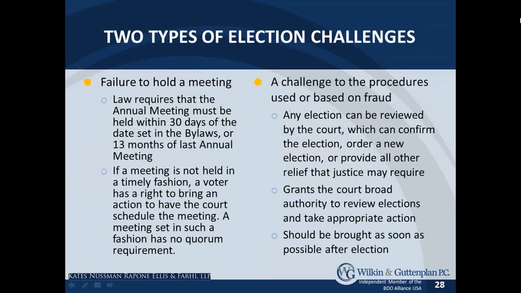Talk a little bit about election challenges. There's two primary types. The first type is failure to hold a meeting. So this is what happens. The board doesn't want to have a meeting because it doesn't want to deal with it, or you don't get a quorum and you try another time, you don't get a quorum and you give up. Well, any shareholder who's aggrieved by that can then go to court. And if you don't have the annual meeting within 30 days of the date that's required in the bylaws, or within 13 months of your last annual meeting, the court can then order the meeting.